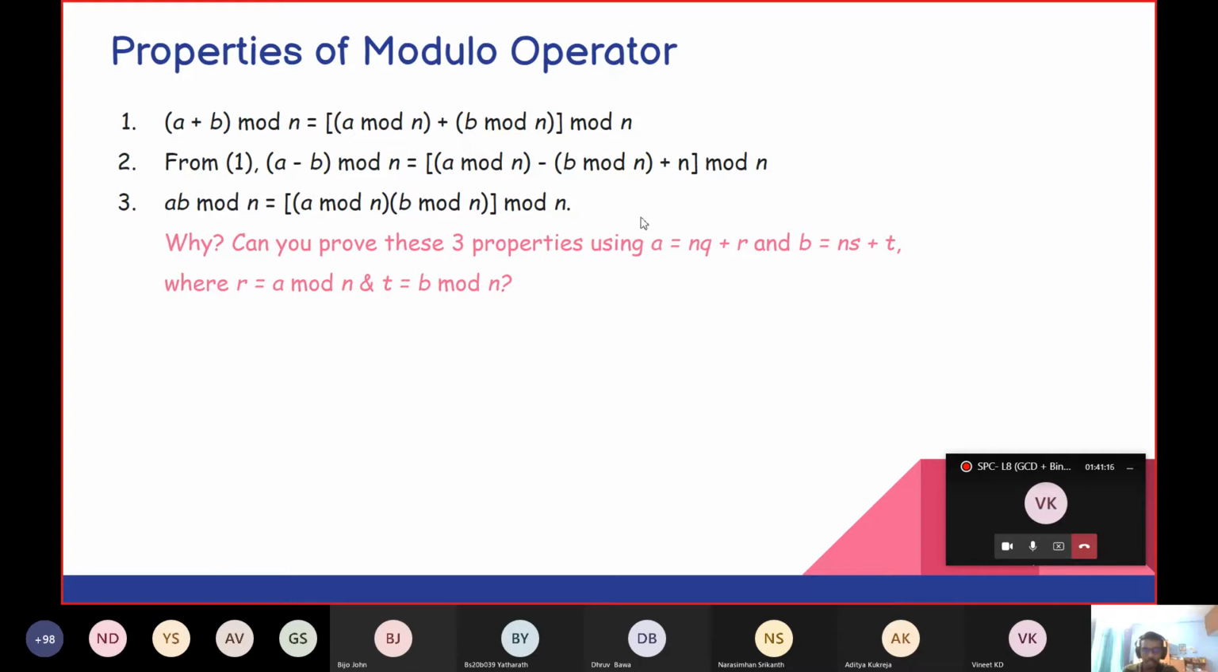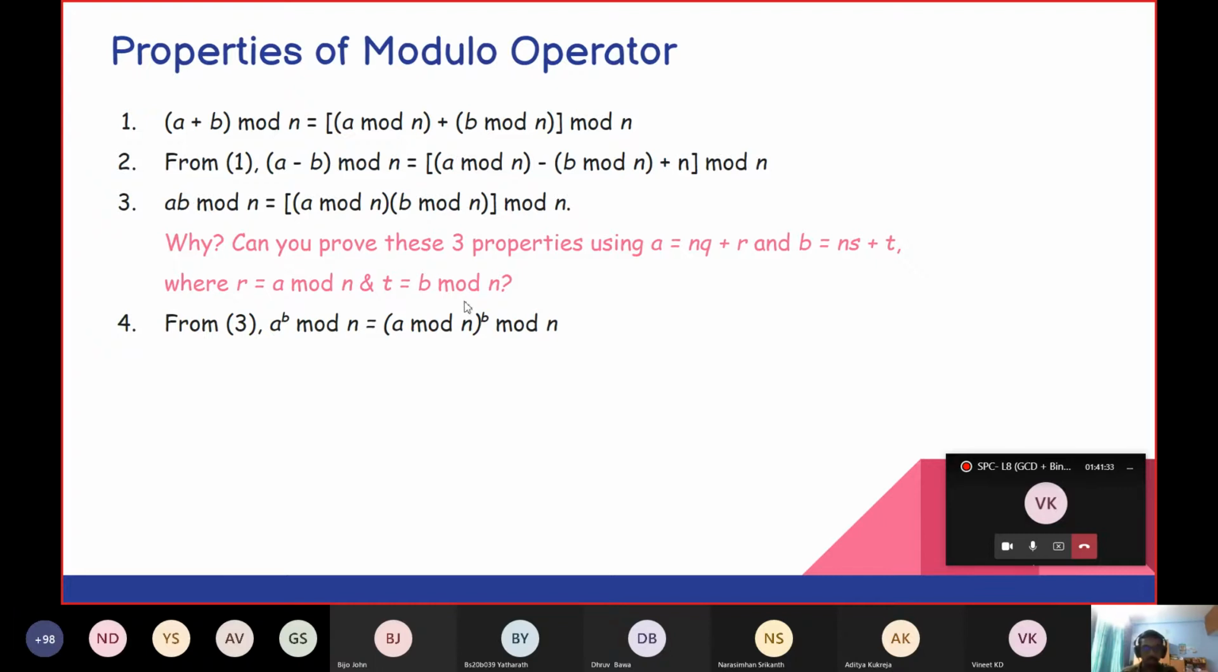So this third property is very important. If you have a doubt in the third property, do raise your hand now itself. Okay, I don't see any hands raised. So move on to the next one.